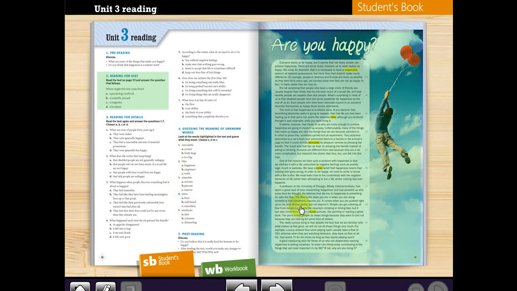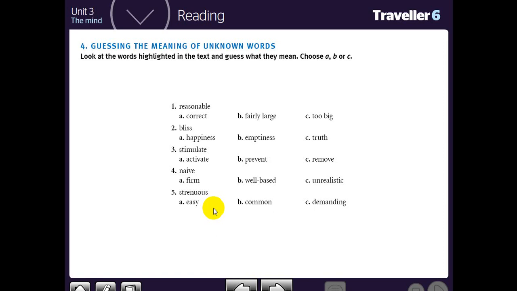Look at the last one, strenuous. Strenuous, we must read it inside the context. It can also come from less strenuous pursuits. Strenuous pursuits. Strenuous means something which must be done, which is needed to be done. It means demanding. Something which must be done. Demanding.